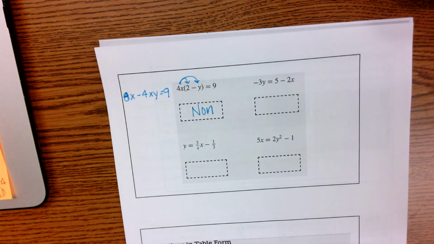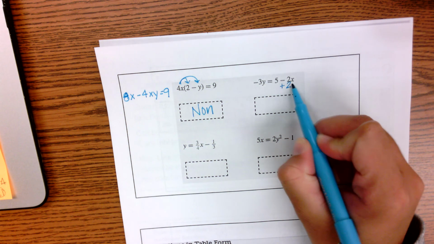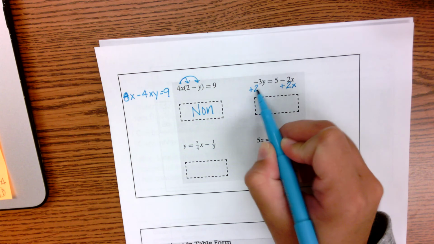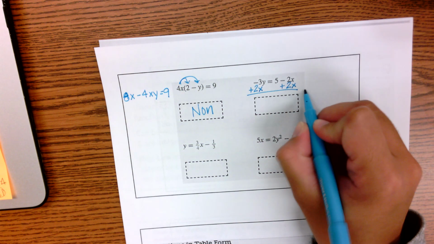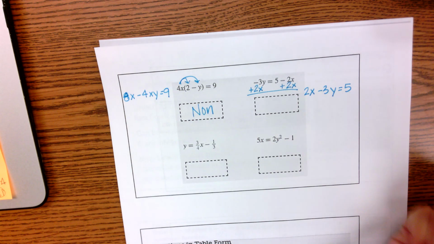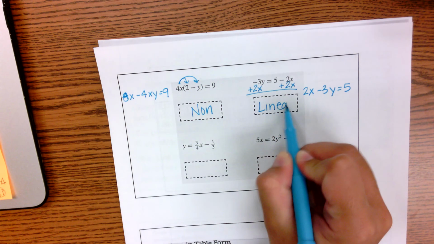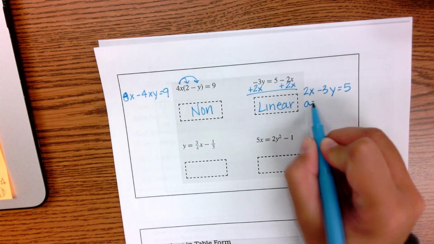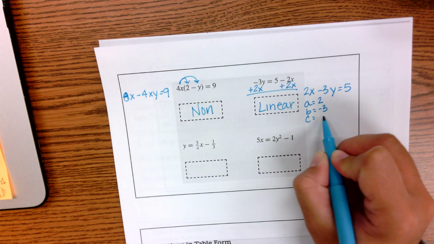Moving across, I'm going to move my x over to the other side. That way I have x's and y's on one side and constants on the other. That gives me 2x minus 3y equals 5. X and y are together, constant is on the other side, and there are no fractions. This one is linear. If I had to label my a, b, and c, it would be 2, -3, and 5.